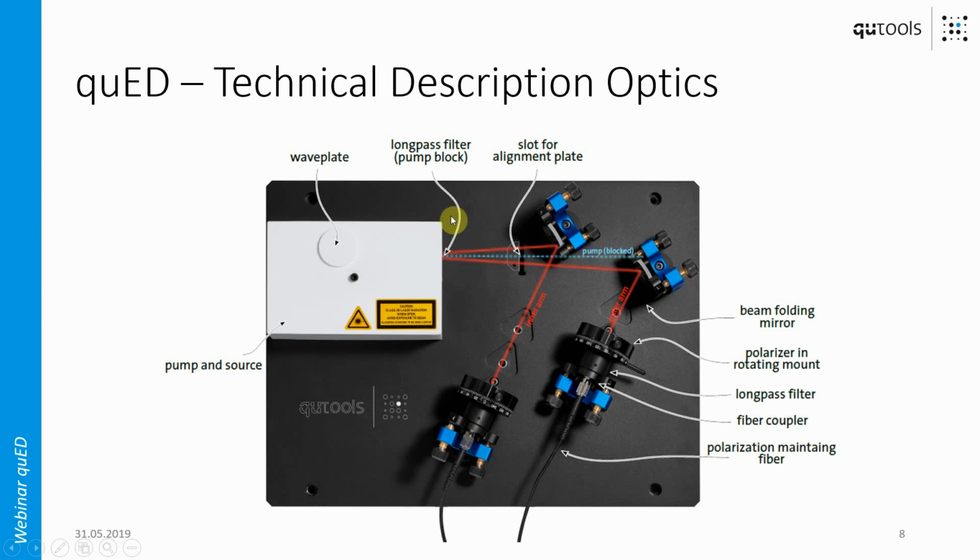All of this sits in the white box, and in front, also inserted into the white box, is a long pass filter as a block for the pump beam. So if you have the white protective cover on the source, you don't have to worry about any laser safety precautions, because the high power pump beam will be only inside the box and not be able to come out. Only the down-converted light, these red lines, can come out of the source, but those are of course of an intensity that is not dangerous to anyone.